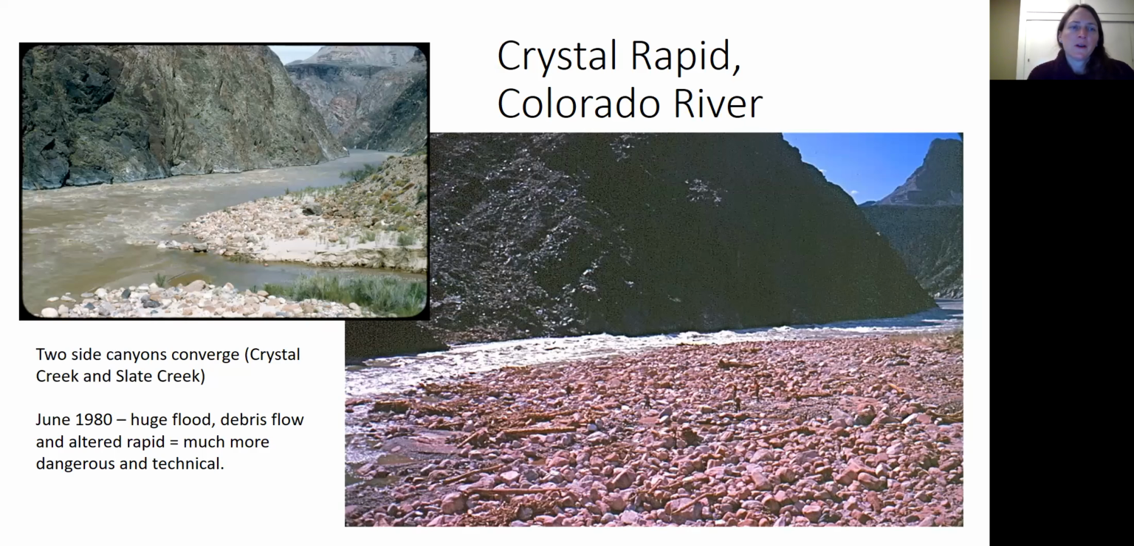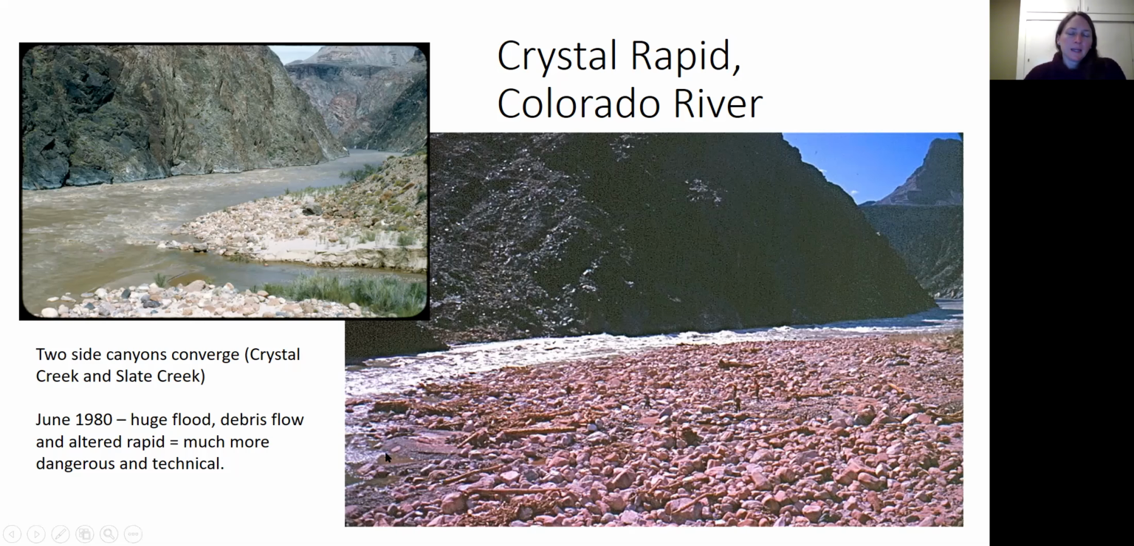This is a picture from the Crystal Rapid on the Colorado River. And so what's really fun about rapids is that they're often formed where a side canyon comes in and deposits a lot of material. And so what's interesting about Crystal Rapid, you can see a picture of it from a while ago, the small one up here. And this is an old picture from the 60s. From the 80s, in June of 1980. And you can see there's little people out here, lots of little people. It gives you a sense of the scale of the huge flood that came down.